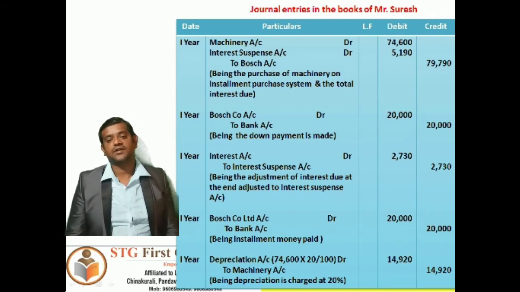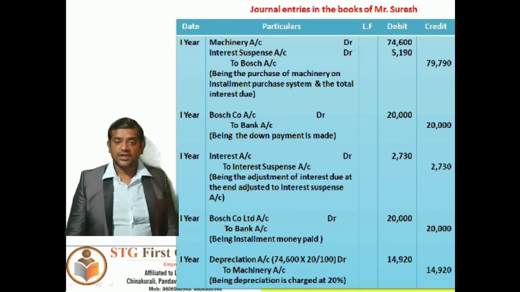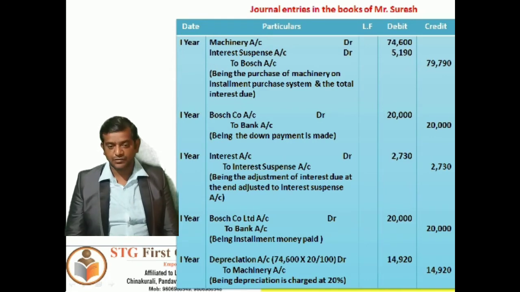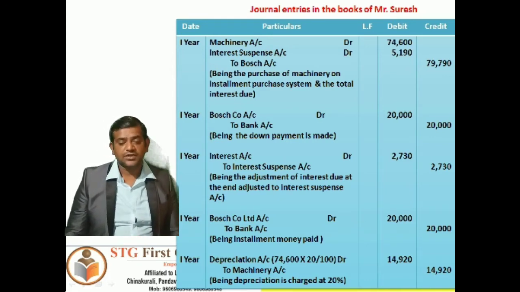Next, first year again: Bosch Company account debtor to bank account, being the down payment made. How much down payment was made? 20,000 rupees. So 20,000, 20,000.